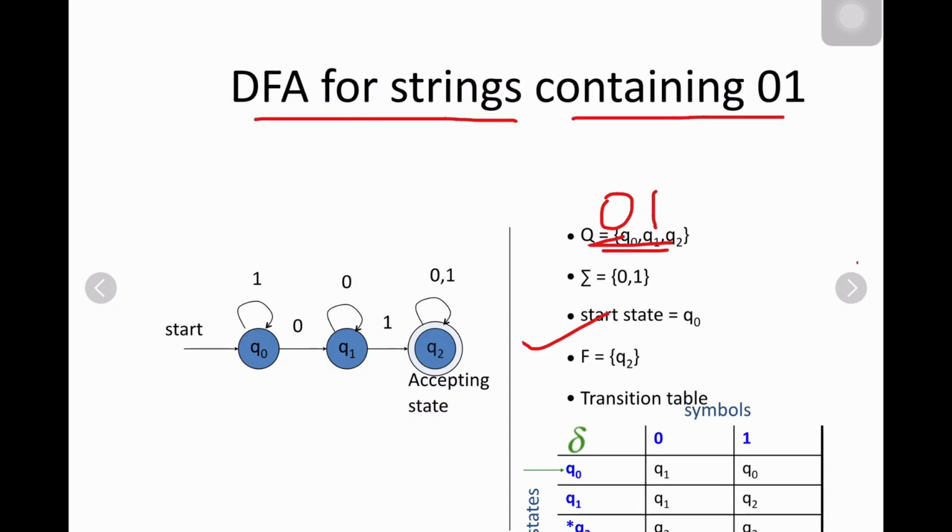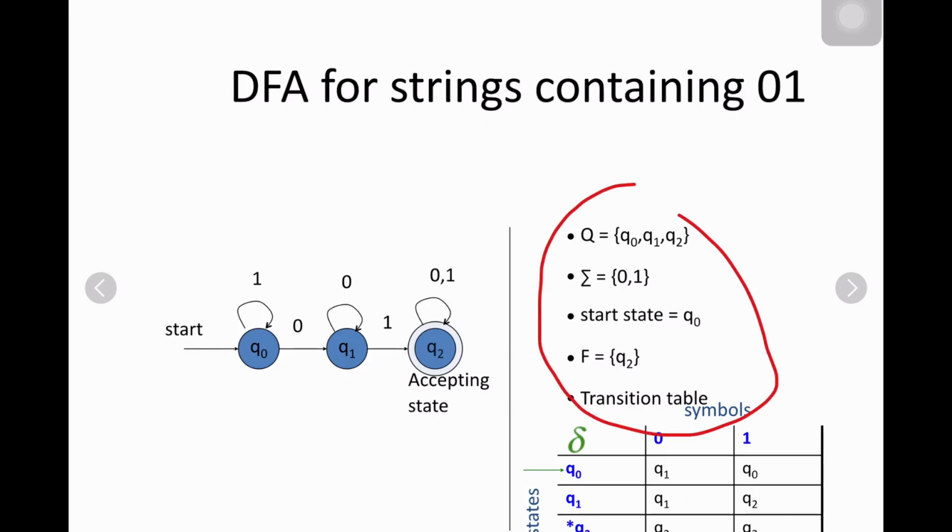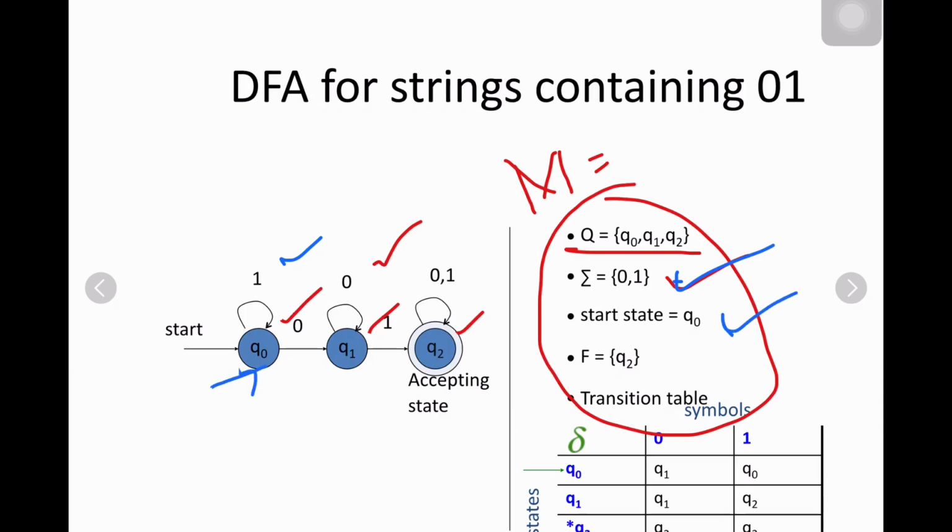So how do you do that in another way? Once you construct a transition diagram, you need to define it. This definition is nothing but M. You need to define it while seeing the diagram. What is Q? Q consists of Q naught, Q1, Q2. What is sigma? Sigma is zeros and ones. The starting state is Q naught, and the final state is Q2.